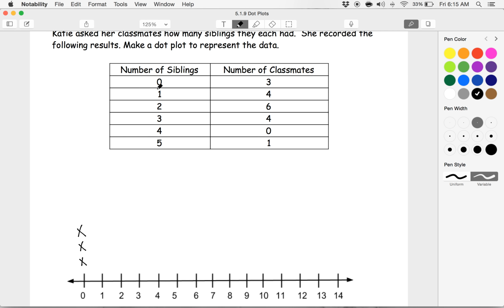She asked her classmates how many had 1 sibling, and there were 4. So I'm going to put 4 X's. For 2, we have 6, so I'm going to put 6 X's. For 3, I'm going to have 4 X's. For 4, there is a 0, so I'm not going to put anything there. And for 5, I have 1. So we're going to put 1 X.